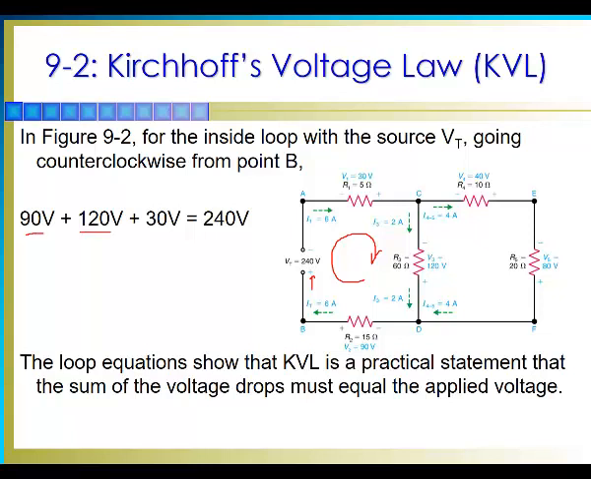The 90, 120, and the 30, which are the voltage drops across the resistors on this specific loop, must add up to the source, which is 240 volts, stated right here.